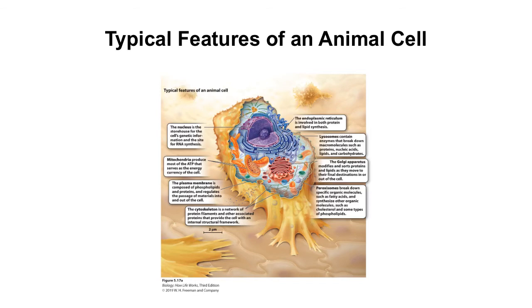The first thing is the endoplasmic reticulum. This particular organelle is involved in the synthesis of proteins and lipids. And whatever is synthesized as proteins and lipids are then modified by the Golgi apparatus, which then acts as a sorting station so that these molecules move to their final destinations. There are also special organelles called lysosomes, and lysosomes contain enzymes that break down macromolecules such as proteins, nucleic acids, lipids, and complex carbohydrates.